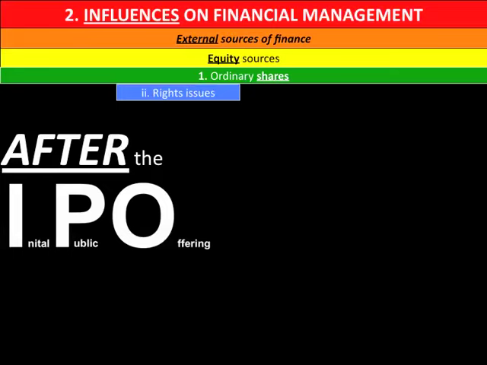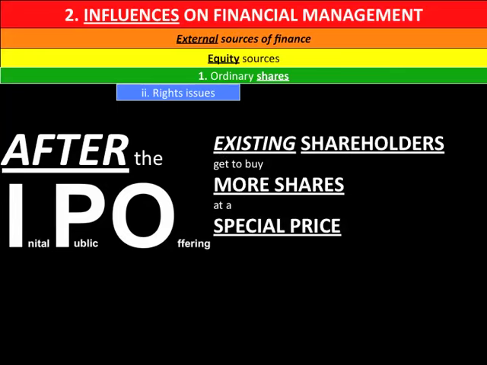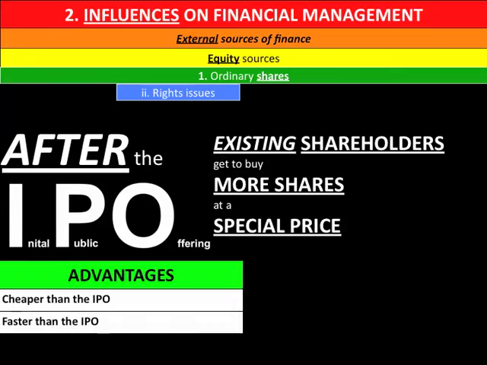The second type is the idea of a rights issue. This is after the initial public offering. The existing shareholders, not new shareholders, existing shareholders get to buy more shares at a special price, right? And that gets offered to them. The advantage is obviously it's cheaper than an IPO and it's faster than an IPO because you don't have to go through that whole process of, okay, we're going to have a prospectus, we're going to do this and that. You just send out to existing shareholders.